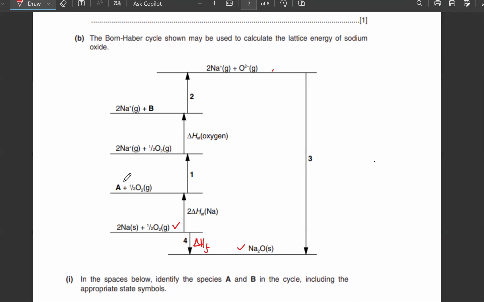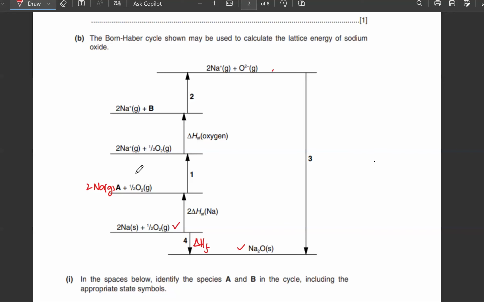Sodium gaseous. Okay, so that's sodium gas. What is 2? Delta H of atomization of sodium, 2 actually. The sodium is already atomized over here. It's the ionization energy of sodium. What is happening over here? First ionization energy.